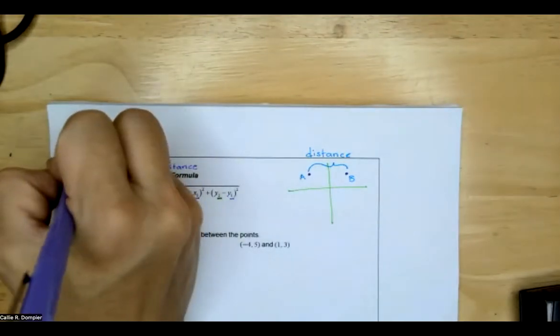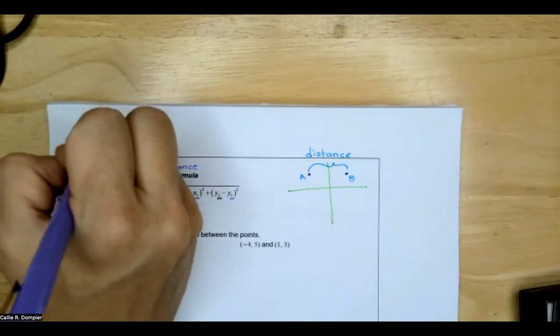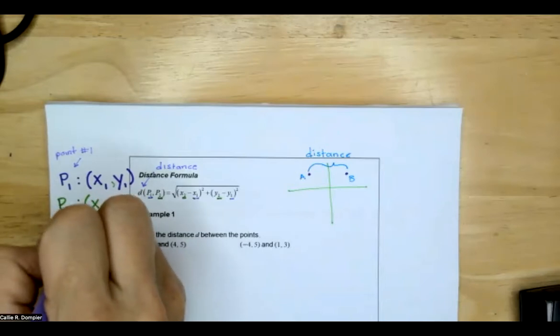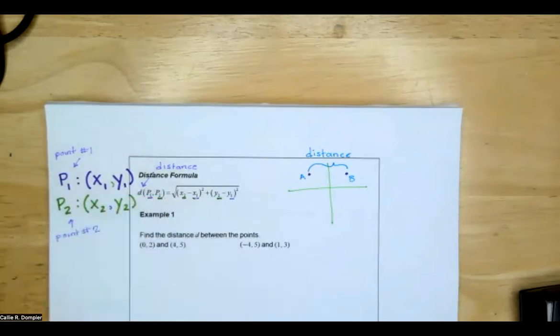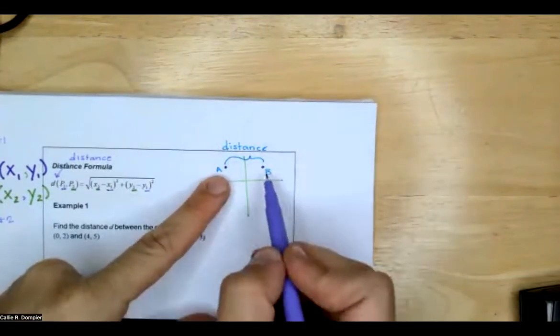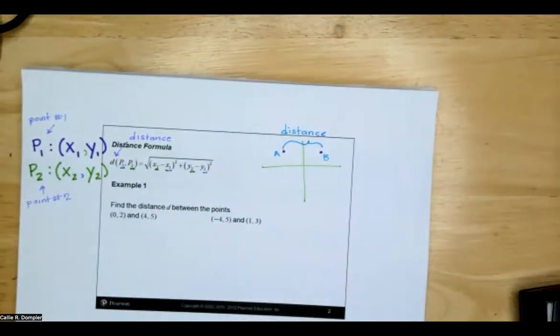P1 means the first point. P2 means point number 2, or the second point. It does not matter, right? We've talked about this with absolute value. It doesn't matter if we're measuring from B to A or A to B. It's never going to be a negative number.